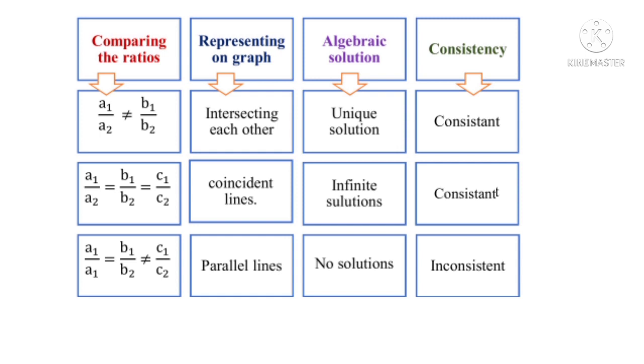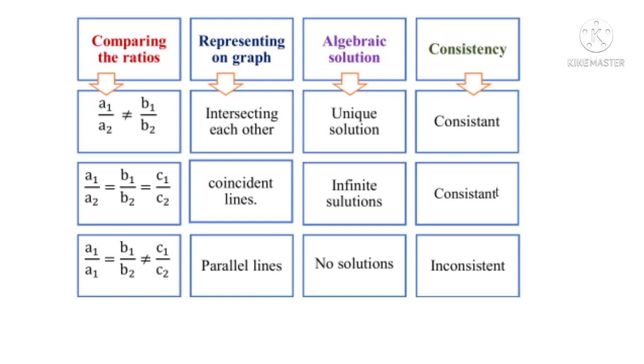a1 by a2 is equal to b1 by b2 is equal to c1 by c2. These lines are coincident lines. Since they are coinciding on each other, the lines will be having infinite number of solutions. They can be called as consistent.